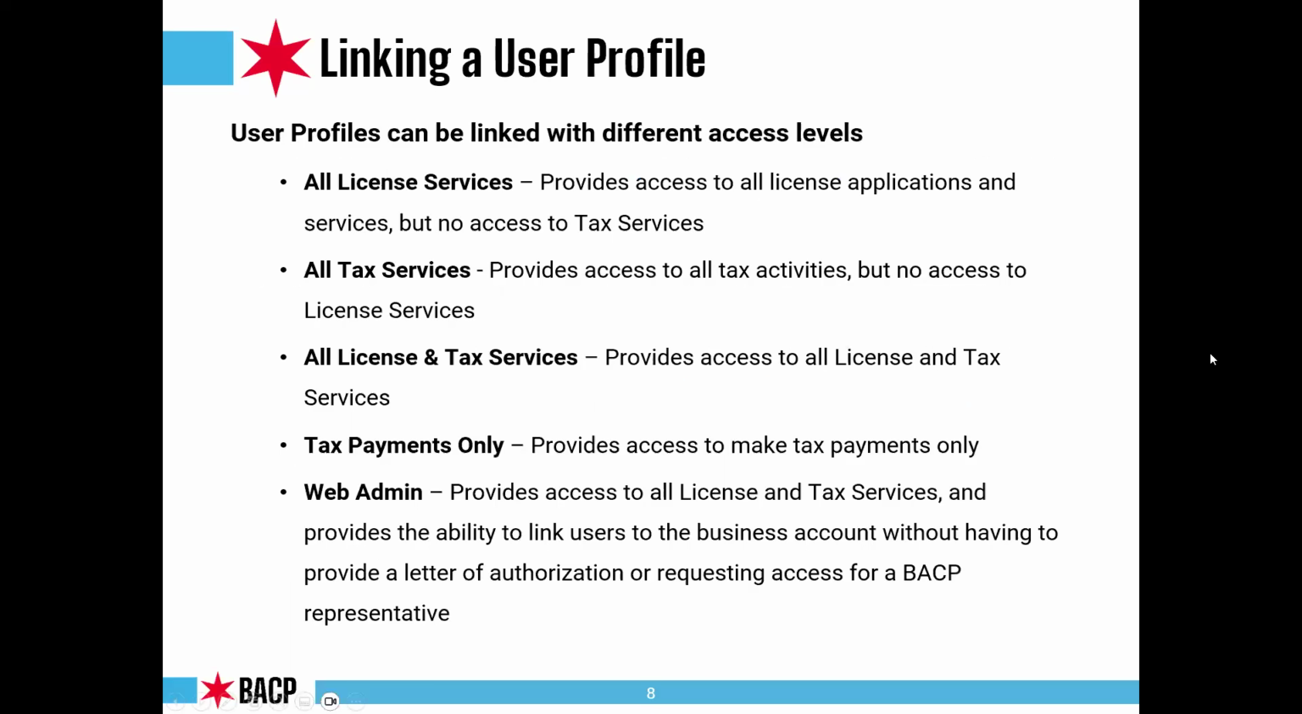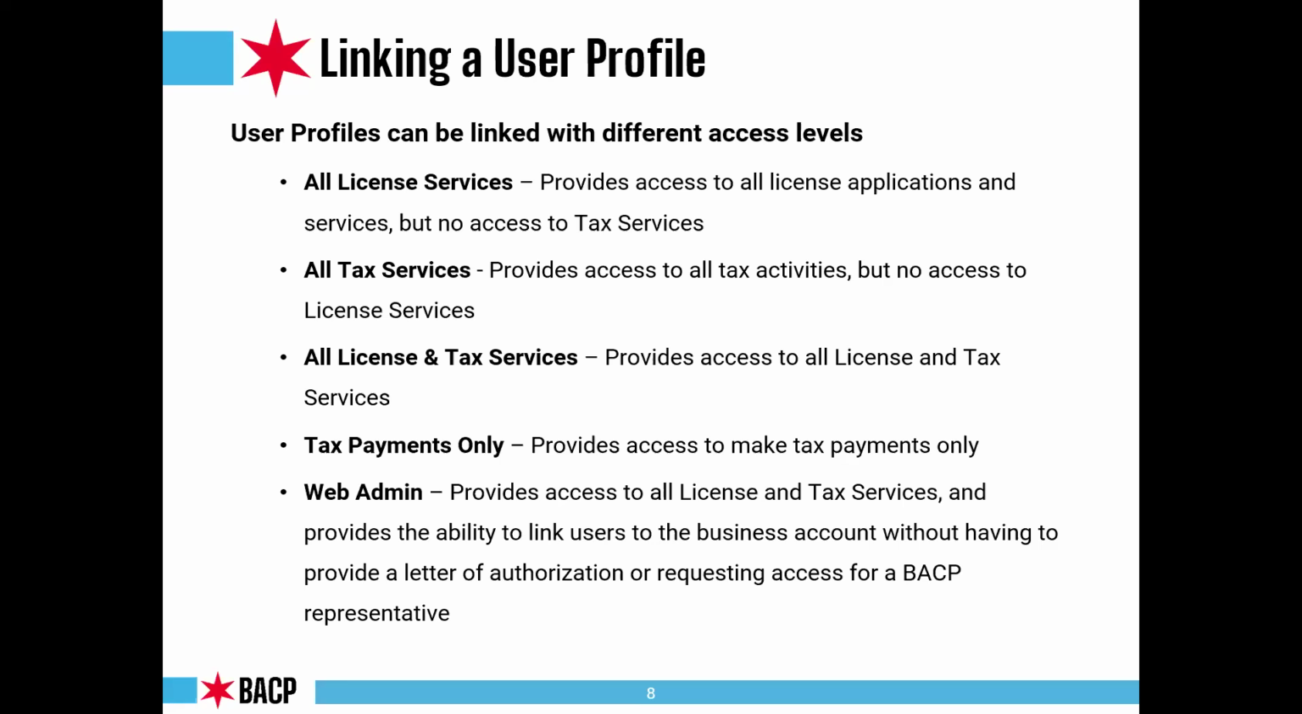So user profiles can be linked at different access levels. There's all license services, which will give you access to the license applications and services, but not to tax services. There's all tax services, which is just the flip-flop. You get access to tax, but not to license. You can have all license and tax services, which gives you access essentially to all of the different applications and activities you can do on the site.